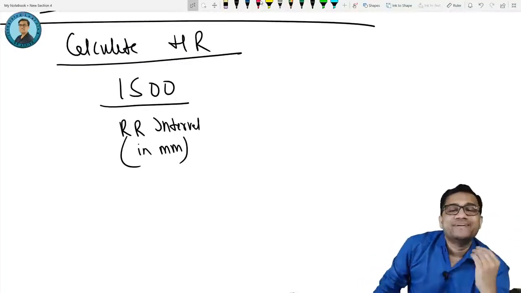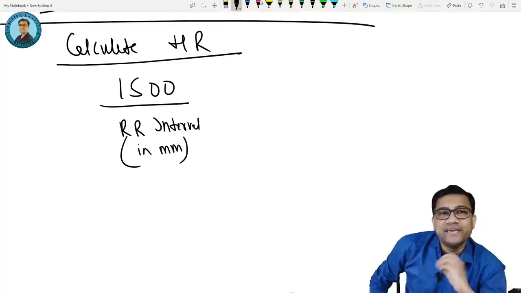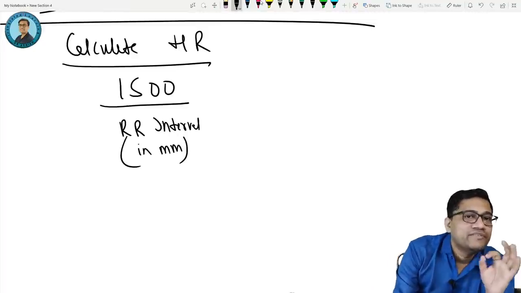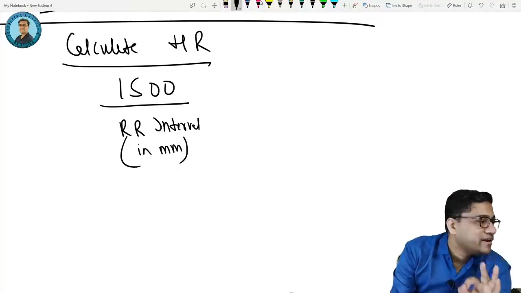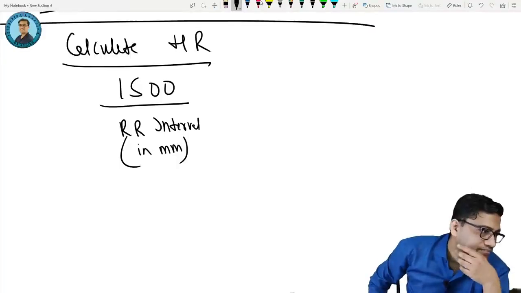Now I'm coming to the topic of tachyarrhythmias. I have done the blocks, now I am doing the topic of tachyarrhythmia. So how do you calculate the heart rate? The answer is 1500 by RR interval in millimeters. Are you clear now?